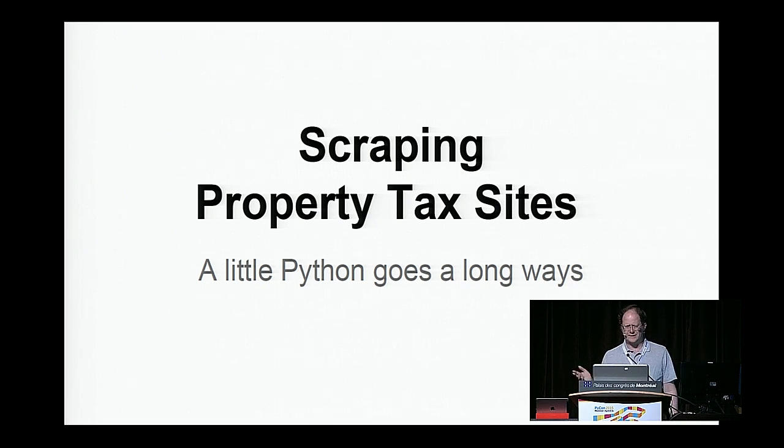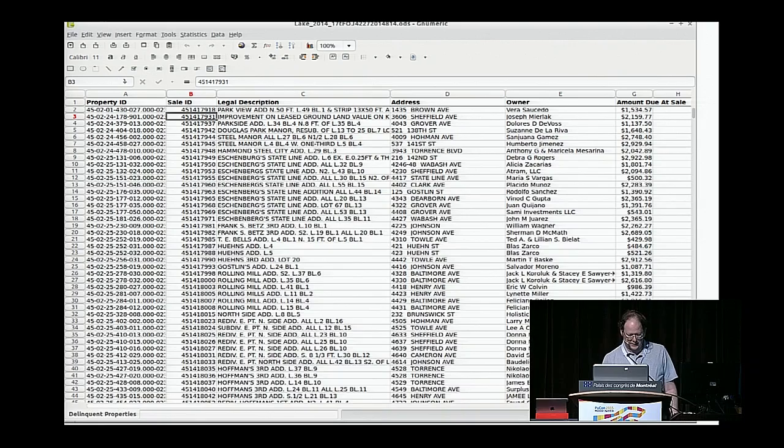I was interested in tax defaulted properties, and in the US, when you don't pay your property tax after a certain time, usually years, the county will come and take your property and auction it off. And if someone comes up to the county and says, well, what kind of properties are you auctioning off this year, you're going to get a file that looks like this. And this one had 5,000 items in it.